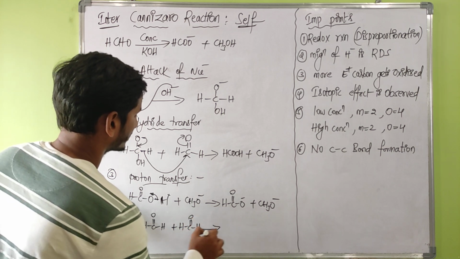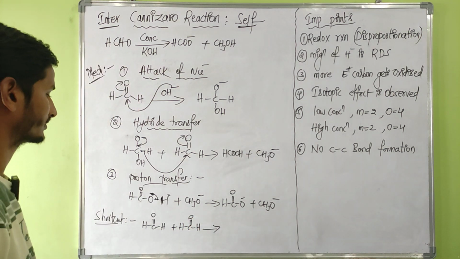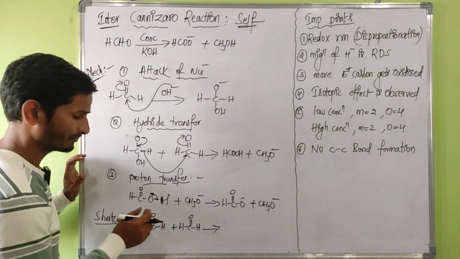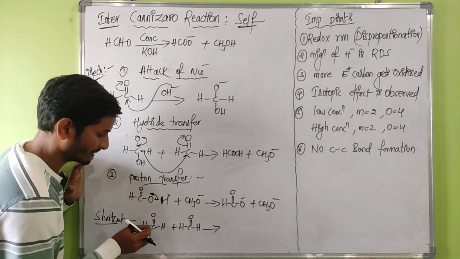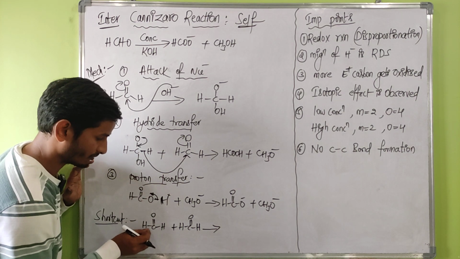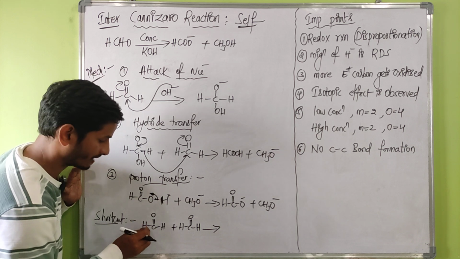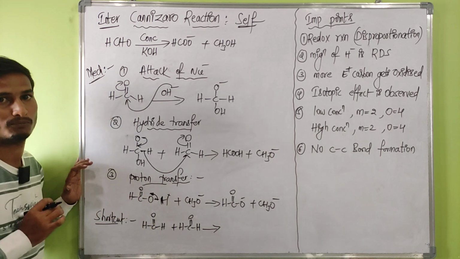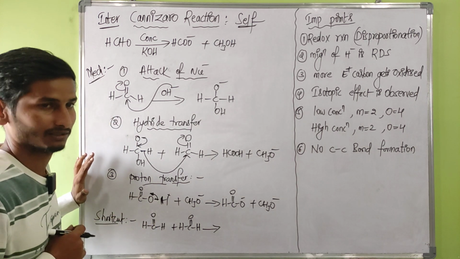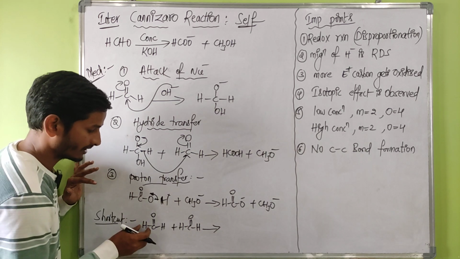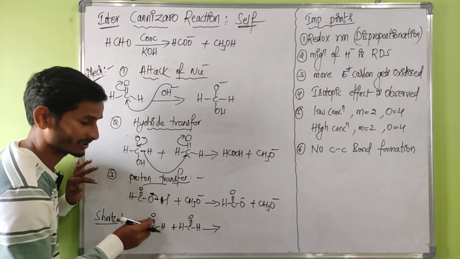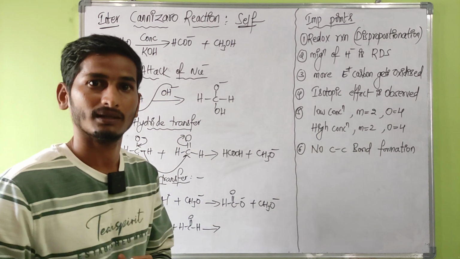So, taking two formaldehyde molecules. Now what we have to do here: simply remove hydrogen and add oxygen negative to one molecule. So one product came. Remove hydrogen, add oxygen negative, one product done.